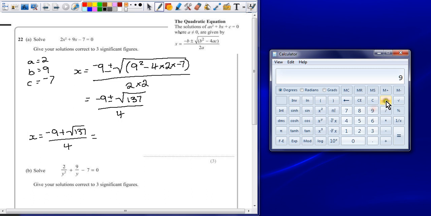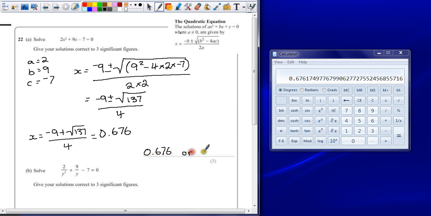So using a calculator, minus 9, add the square root of 137. Remember to push the equals key here, because we want to work out what the top is before we divide by 4, gives an answer of 0.676. And we want this to three significant figures, so that's going to be 6, 7, 6. Just make sure I've got my answer there, 0.676.